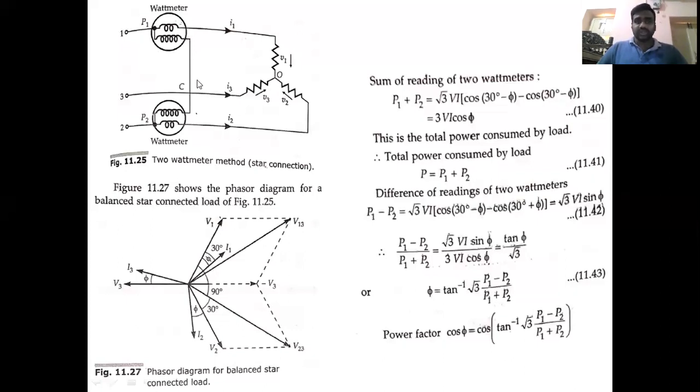That means 3 conductors, with one of the conductors connected on one of the lines. So the number of wattmeters needed will be 3 minus 1. 2 wattmeters will be enough to measure the total power in the line. So that's what we defined.